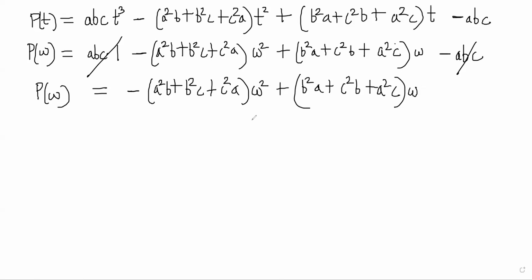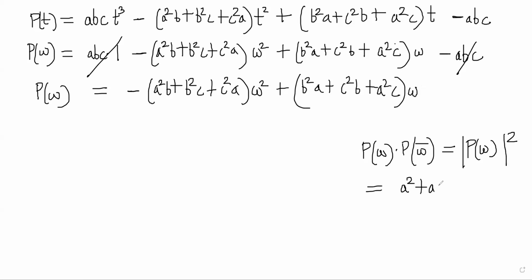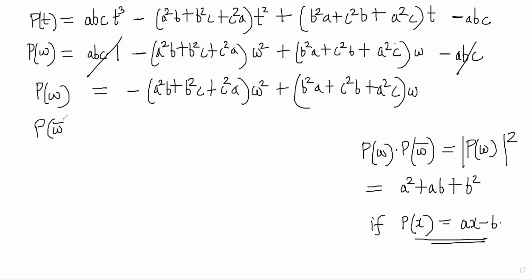Now remember the result that we got earlier. The result that we got earlier was p of w times p of w conjugate was equal to mod p of w square, and was equal to a square plus ab plus b square if p of x was in the form of ax minus b. Now, I don't have to actually calculate p of w conjugate and try to multiply it here, because I already have an expression, this expression, which will help me find mod of p of w square.